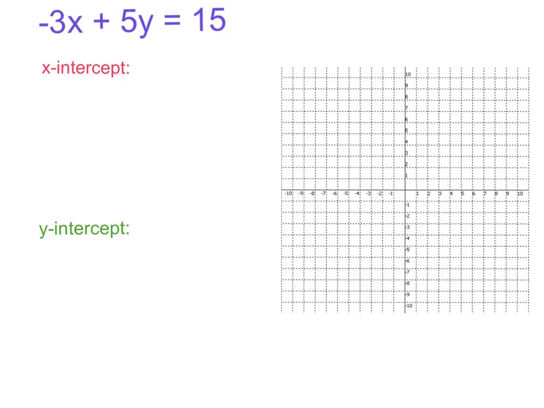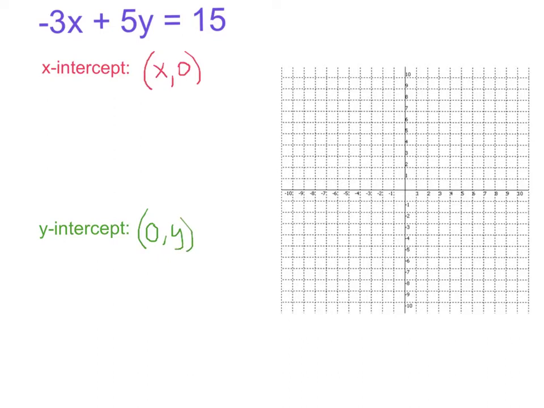Alright, let's do the same thing with this equation. Negative 3x plus 5y equals 15. The x-intercept is always the point x where y is 0, and the y-intercept is always the point where x is 0, and then we know the value for y.